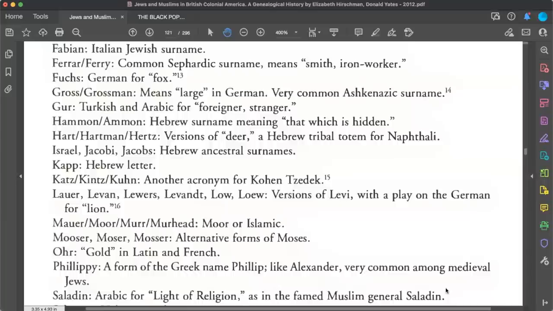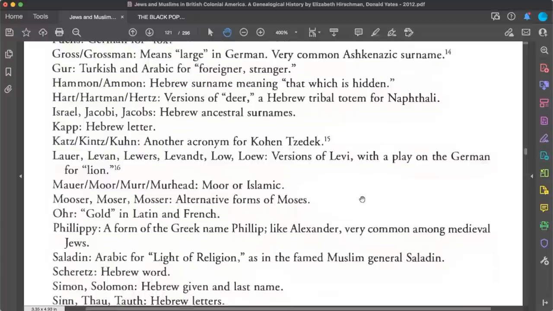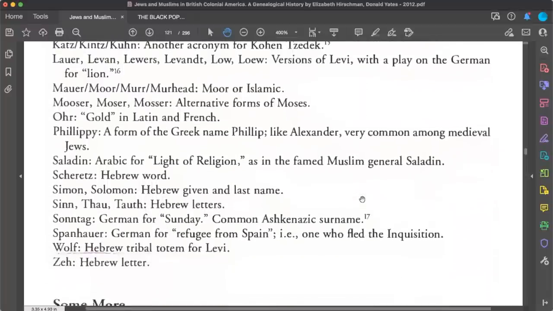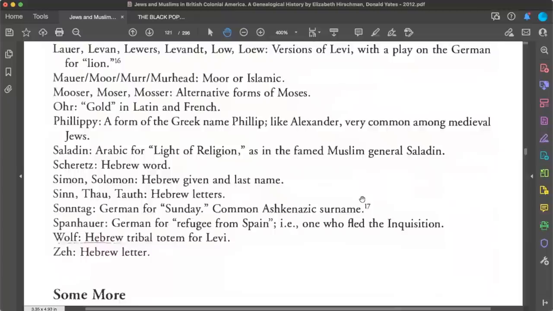Maur, Moor, Moorhead, Moor or Islamic. Muser, Moser, alternative forms of Moses. Or, gold in Latin and French. Philippi, a form of the Greek name Philip, like Alexander, very common among medieval Jews. Saladin, Arabic for light of religion, as in the famed Muslim general Saladin. Sheretz, Hebrew word. Simon or Solomon, Hebrew given names used as last names. Sin, Tau, Toth, Hebrew letters.